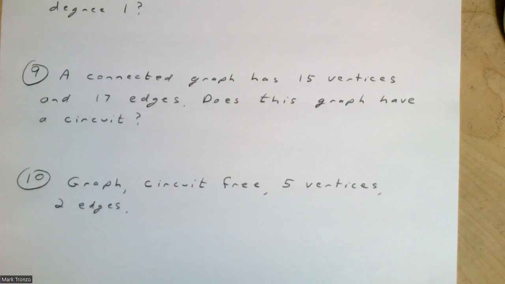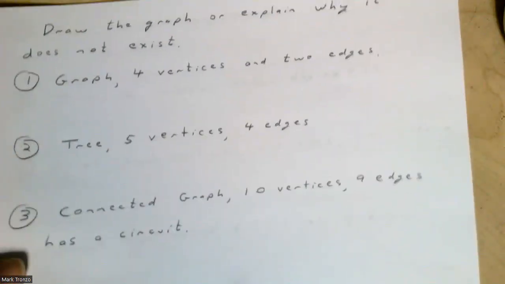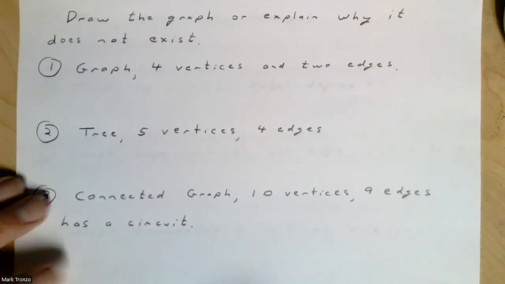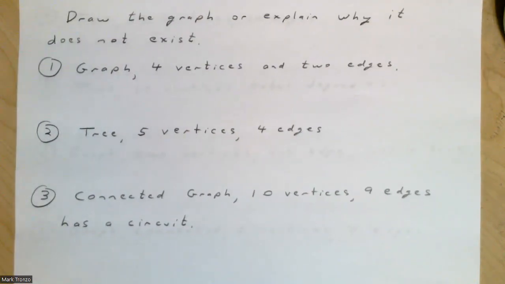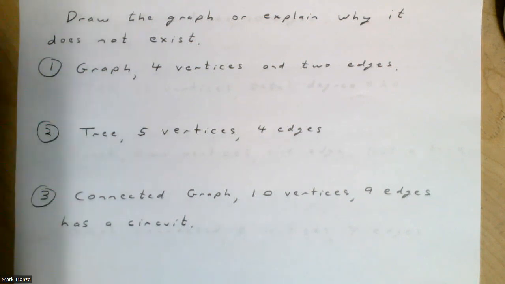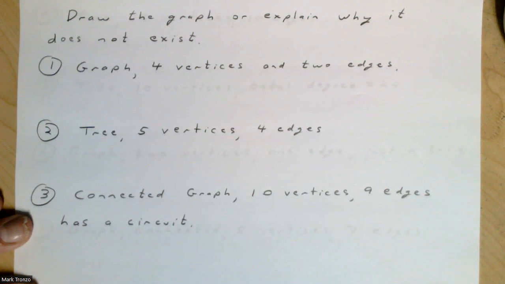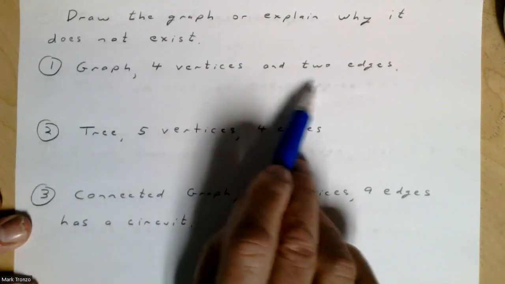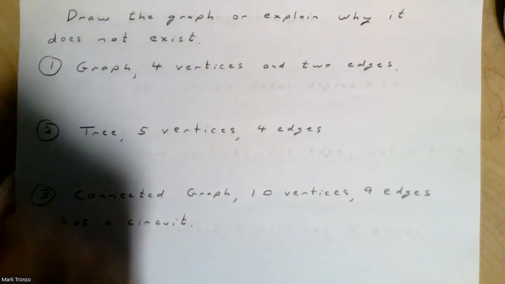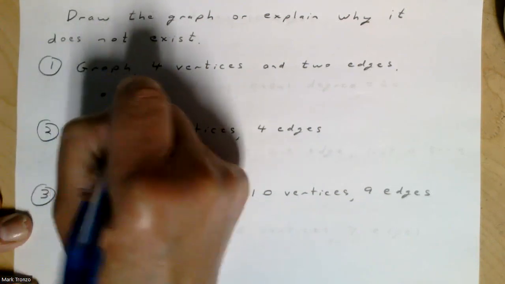Okay, hopefully you stopped the video and worked on those problems. Now we're going to go through these and show the answer. Like I said, you could either do them one at a time and stop the video between each answer if you'd like. And let me get a little bit organized here. So again, the first question asks us to have a graph with 4 vertices and 2 edges. And so let's say we have 4 vertices.